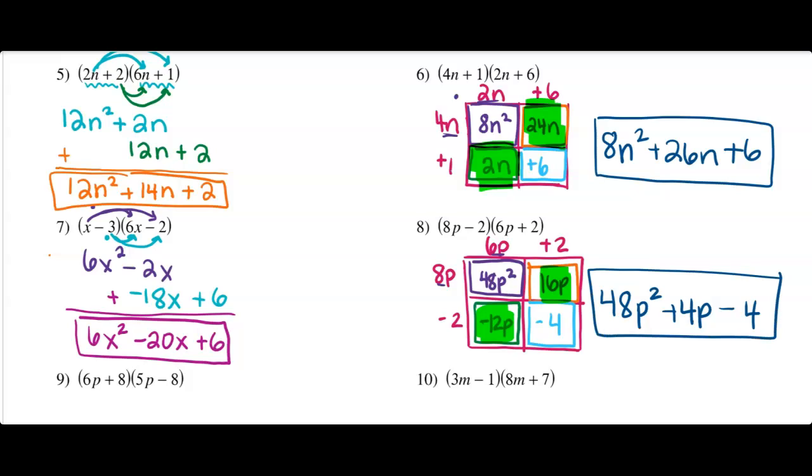Remember that you always want to combine your like terms, and those are the terms that have the same variable with the same exponent. So p squared and p are not like terms because they have a different exponent.